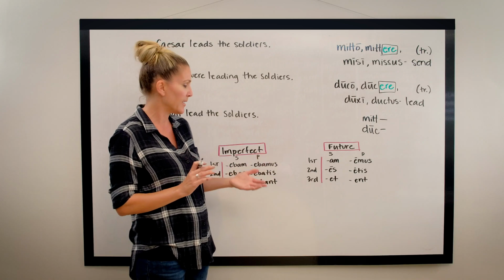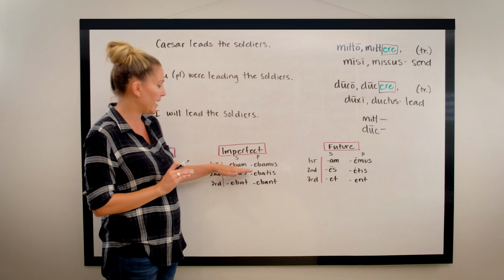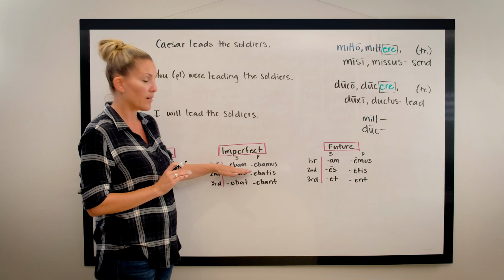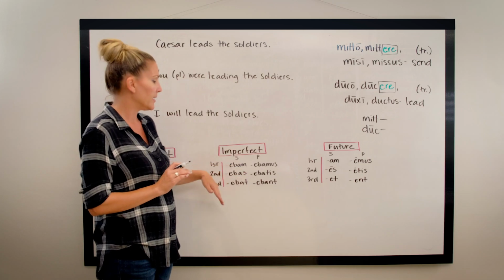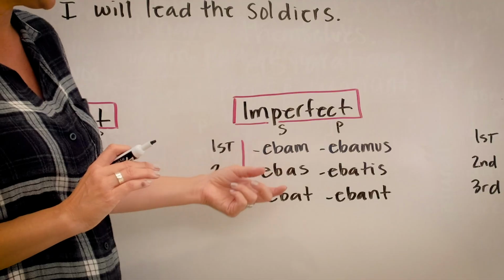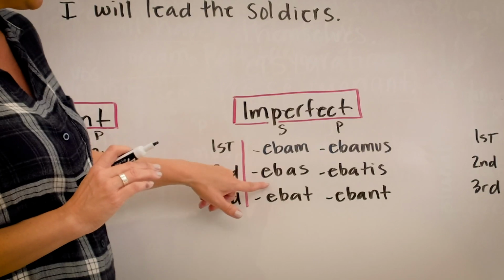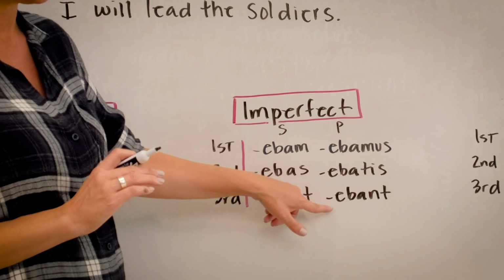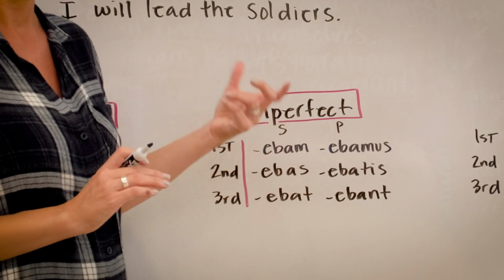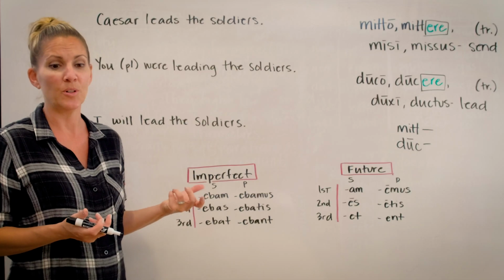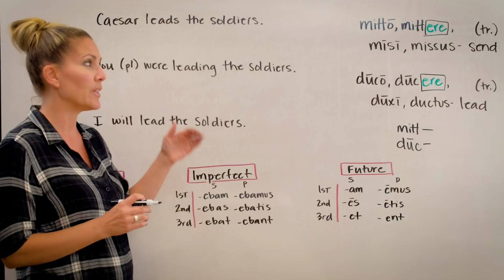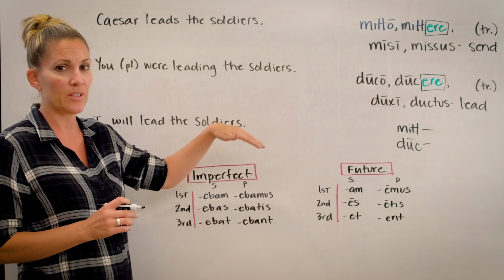Well, not so fast, because now you can see the endings for the imperfect tense are the same. They follow the pattern of the first and second conjugation: bam, bas, bat, bamus, batis, bant. However, the conjugating vowel is an E, not an I, so it switches. And in that way, it's almost indistinguishable from the second conjugation. So you really have to know which conjugation these verbs belong to.